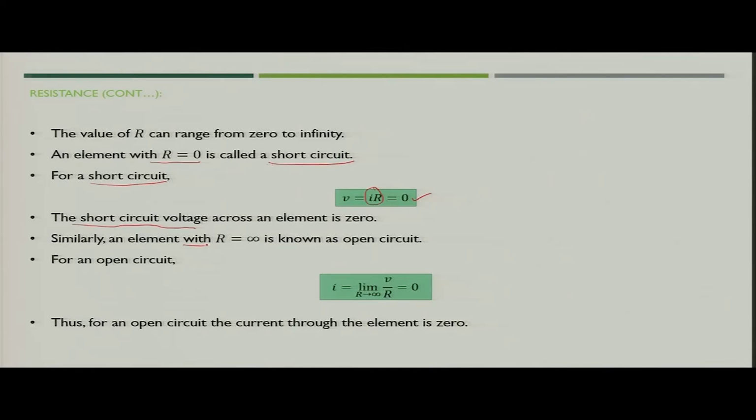Similarly, the value of R can be infinity, because R can range from 0 to infinity. Under the next boundary condition, that is R is equal to infinity, you will consider the circuit as an open circuit. Under that open circuit condition, what would be the current I? You can find that the value of I is nothing but the limit as R tends to infinity of V by R, and the value of this is equal to 0. So, it means that under open circuit condition the current flowing through that element would be 0.